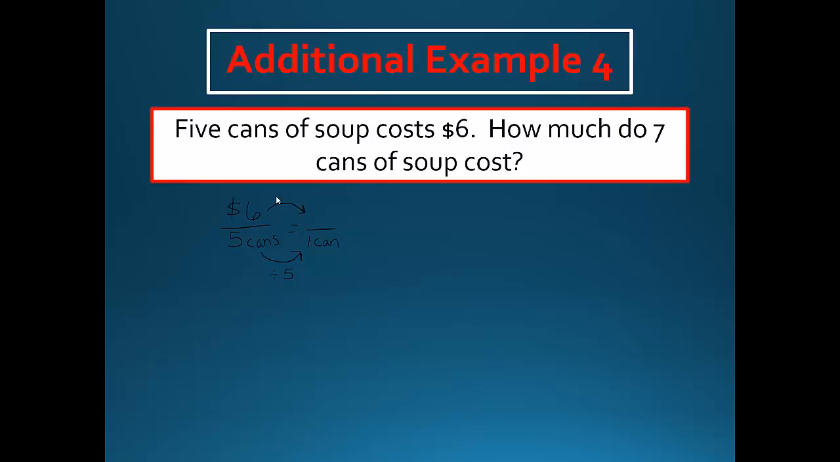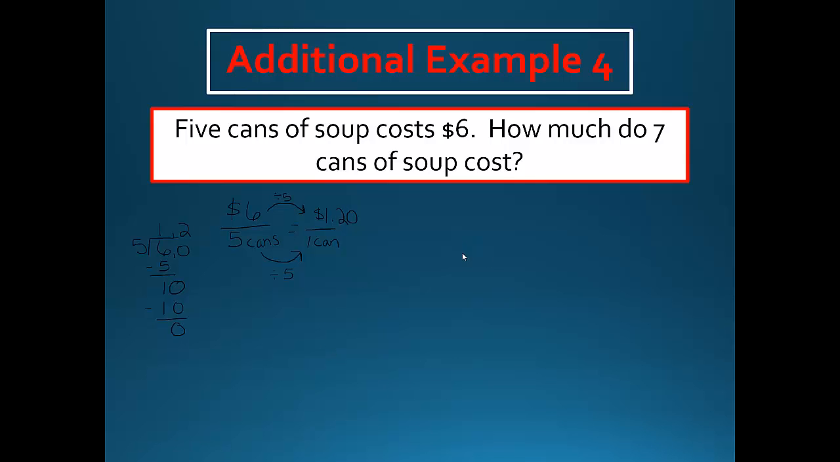So we also need to divide 6 by 5. And 6 divided by 5: 5 goes into 6 one time. When we subtract, we get 1. We're going to add a 0, decimal 0, and bring that 0 down. And then 5 goes into 10 2 times, and 2 times 5 is 10. And when we subtract, we get 0. So we get 1.2, which would be $1.20. So it's $1.20 per can.